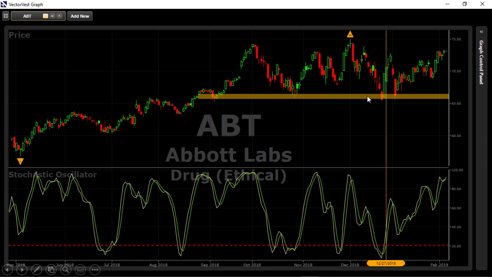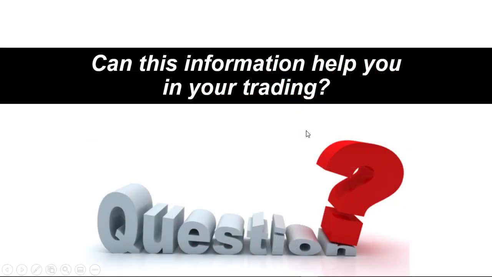You know that you have a nice support there, a nice floor that will protect you. If the stock price breaks down through that floor, you're out. It doesn't, and you can see that you're able to stay in the trade for a gain.